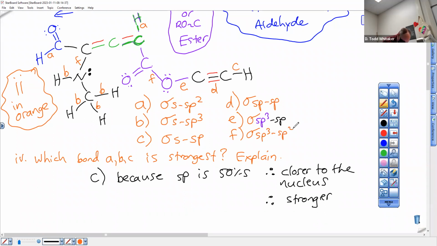And then a whole bunch of G. No, not much G. 3. G, G, G. Sigma sp2 to sp2.